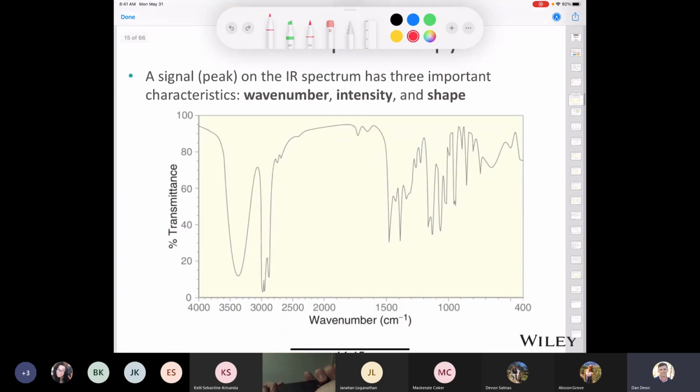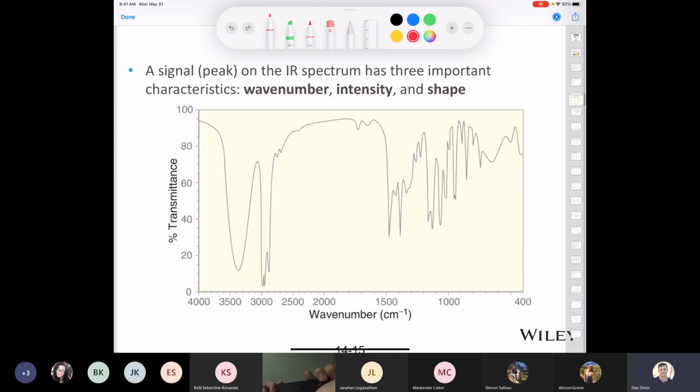So a signal on the infrared spectrum has 3 important characteristics. Okay, so let's say we're looking at a peak, like this one right here. There are 3 important things about it. We have the wave number. Now I'm just going to take the part where it's absorbing the most infrared light. So the wave number here is about 3,400 reciprocal centimeters.